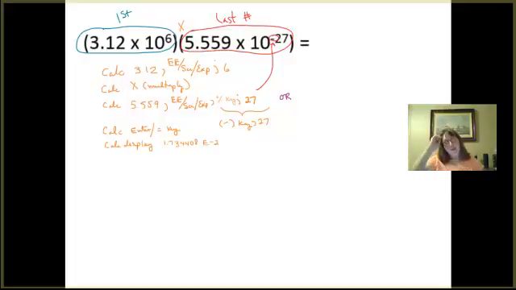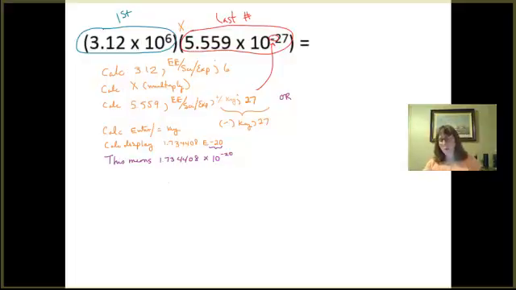So I'll tell you, if you do that, and I would encourage you to do that, your calculator will display something like this: 1.734408 E negative 20. All right? So again, what does that mean? It means 1.734408 times 10 raised to the negative 20th power. Very good. So let's go ahead and round this.